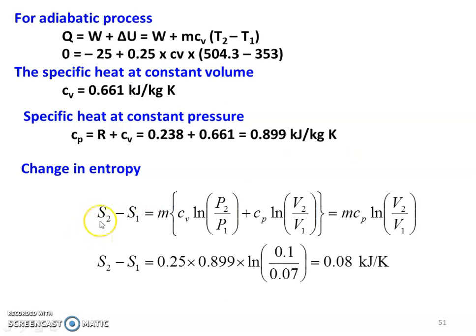And change in entropy, S2 minus S1 equal to M into Cv into logarithmic of P2 by P1 plus Cp into logarithmic of V2 by V1. Because P1 equal to P2, the equation simplifies to M Cp into logarithmic of V2 by V1. Substituting the values, S2 minus S1 equal to 0.25 into 0.899 into logarithmic of 0.1 divided by 0.07 equal to 0.08 kilojoules per Kelvin. So these are all the answers: Cv equal to 0.661, Cp equal to 0.899, and S2 minus S1 equal to 0.08 kilojoules per Kelvin.